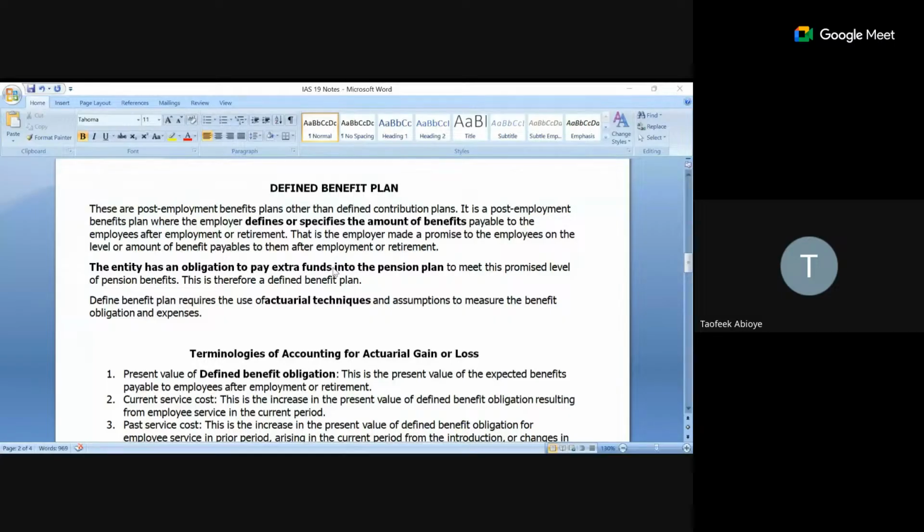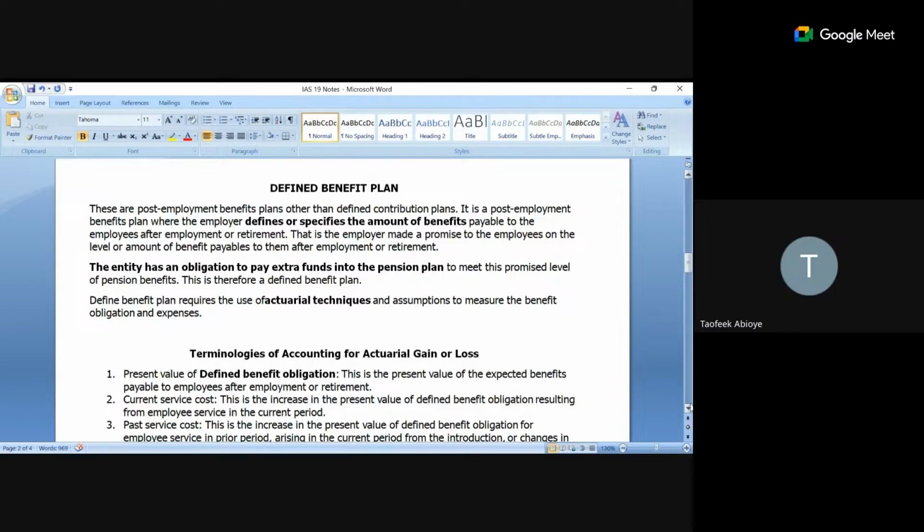So that's why IAS 19 says it requires the use of actuarial techniques. That actuarial technique means assumption. It requires assumption to measure that benefit obligation. So that now takes us to how that actuarial assumption is going to be accounted for, and that is where we are now going. So now we are going to talk about the terminologies of IAS 19. Any question you see, you are going to be seeing all this defined benefit obligation, all this current service. So let me pick it one after the other.